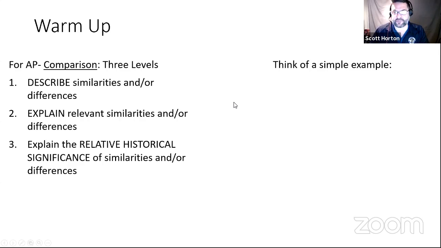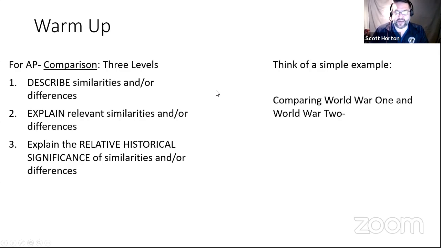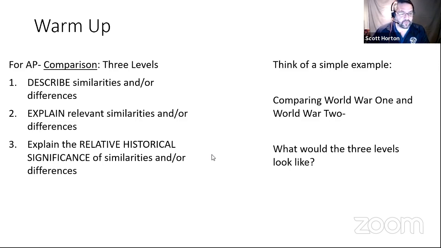Let's think of a simple example. If we were comparing World War I and World War II, what would the three levels look like? We could describe the differences between World War I and World War II, for example, soldiers' lives in those two wars, or the causes. Or we could move up to the higher level, which is what we're pushing students to do here, which is to explain the relative historical significance. Why does it matter that World War I and World War II are similar in this way? And why does it matter that they're different in this other way? Which one is the most important similarity and or difference between those two wars? Think about that as we go through the lesson, and we'll revisit this towards the end.